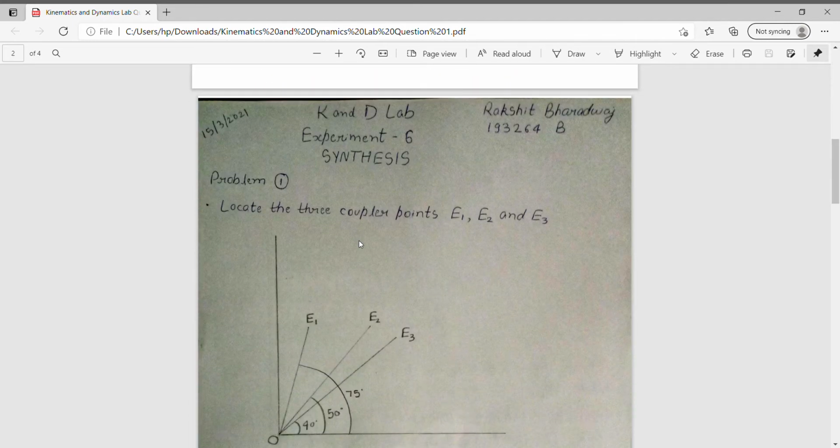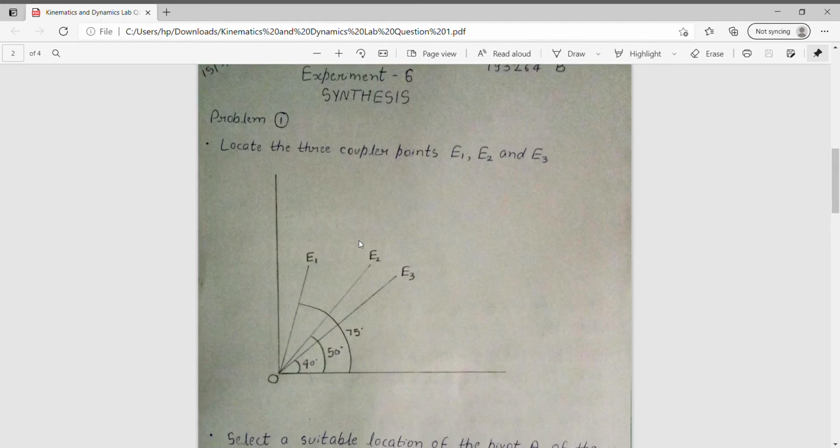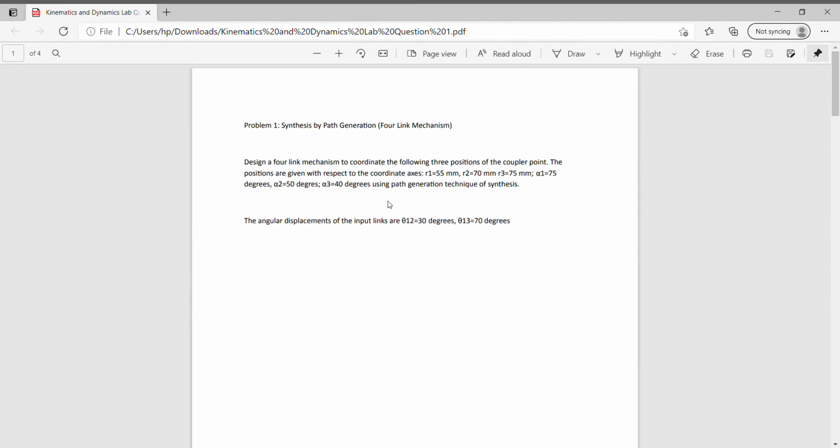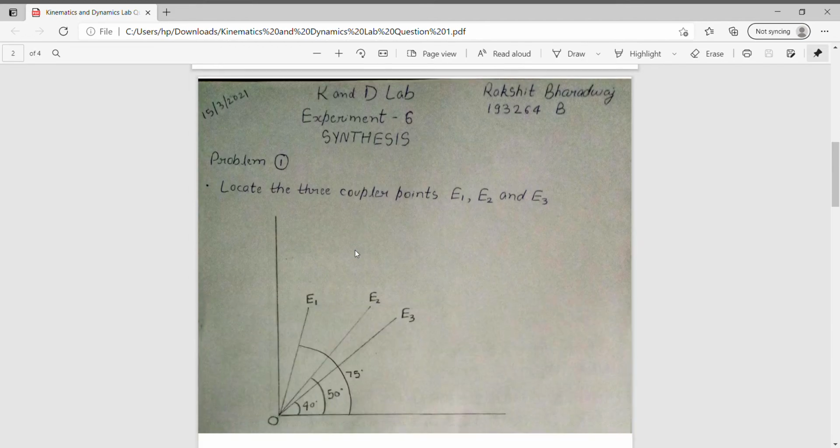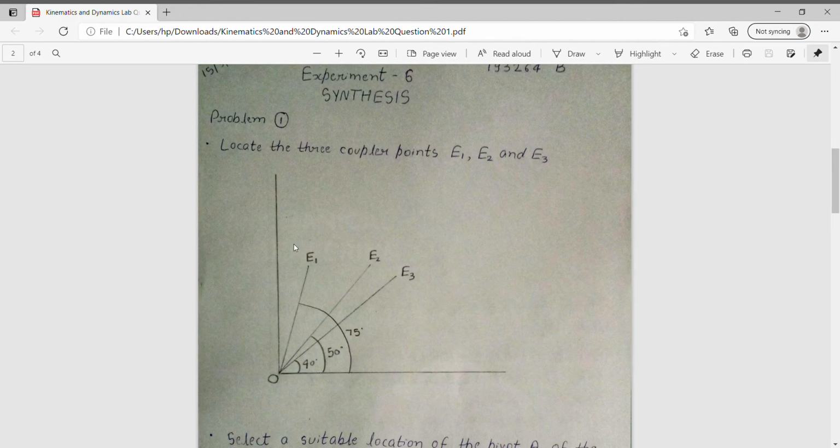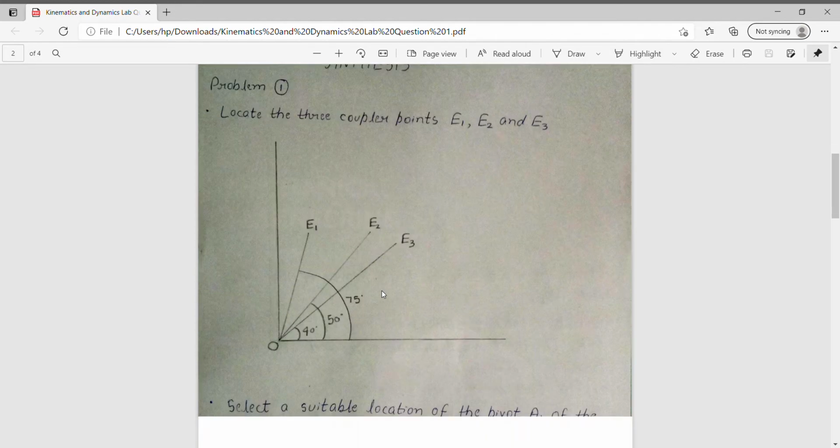So initially, since we are given the three coupler points E1, E2, E3, and we are given the locations as shown, R1, R2, R3 and alpha 1, alpha 2, alpha 3, we will choose a suitable coordinate axis system and with ease locate the 3 points E1, E2, E3. E1 will be located by R1 alpha 1, E2 by R2 alpha 2 and E3 by R3 alpha 3. After we have done this, we'll proceed.